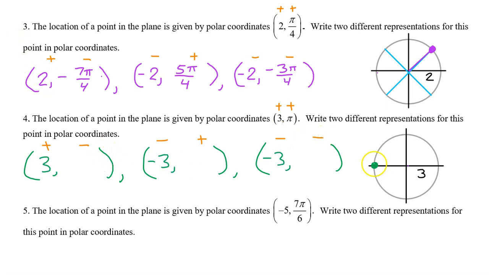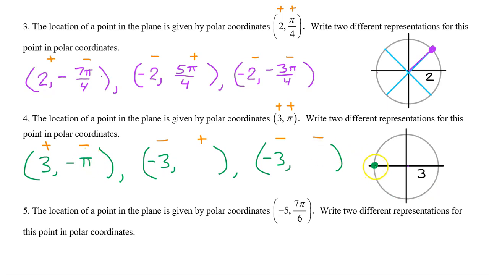Let's start by finding a name for this point that has a positive r value but a negative value for theta. Instead of rotating in the positive and counterclockwise direction, we can arrive at the same spot by simply rotating in the negative direction, clockwise. So instead of positive pi, this is negative pi. So another name for this same point is 3 comma negative pi.